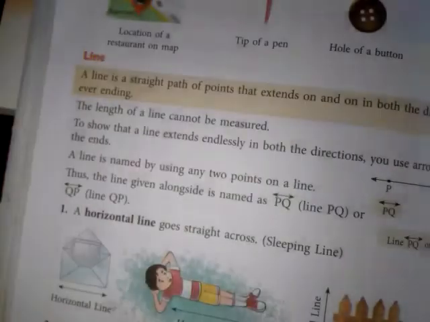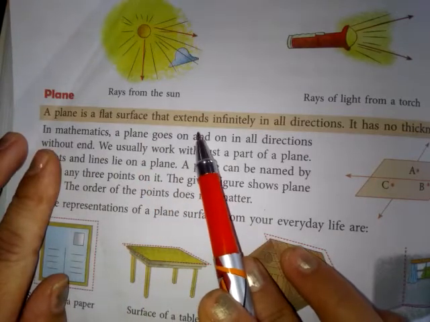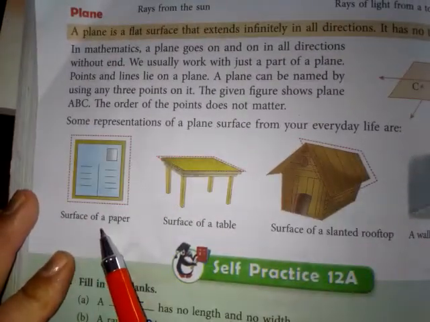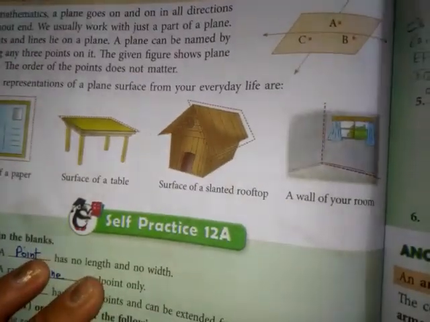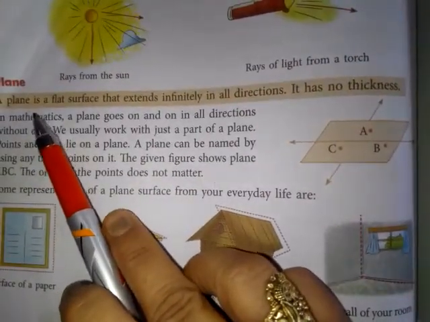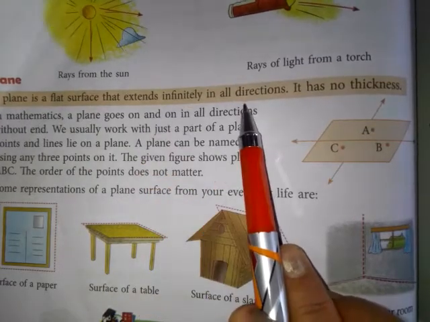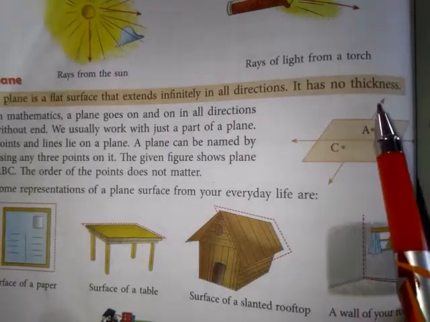Now next is plane. A plane is a flat surface that extends infinitely in all directions and it has no thickness. Examples of a plane are the surface of a paper, the surface of a table, the surface of a slanted rooftop, a wall of your room. They are all examples of a plane. So a plane is a flat surface that extends infinitely in all directions and it has no thickness.